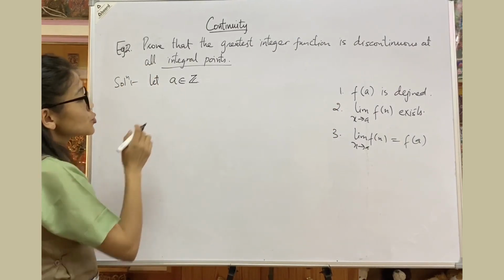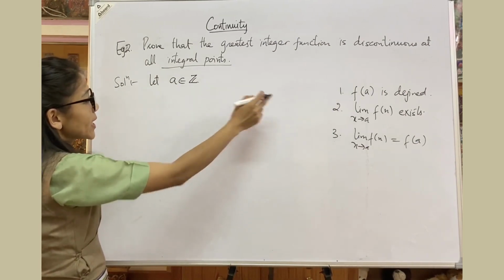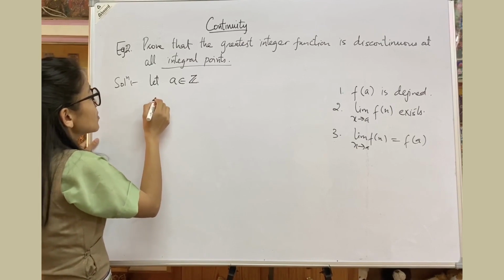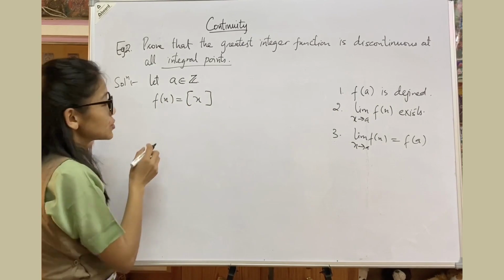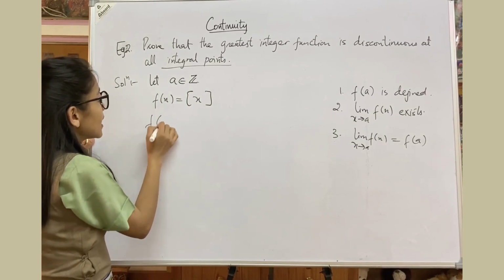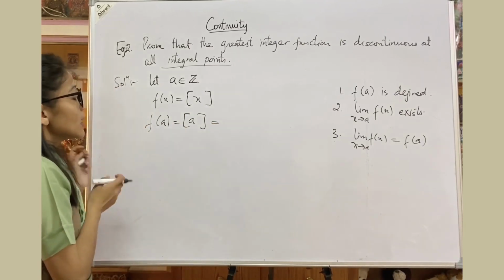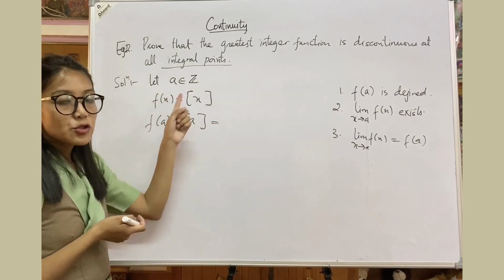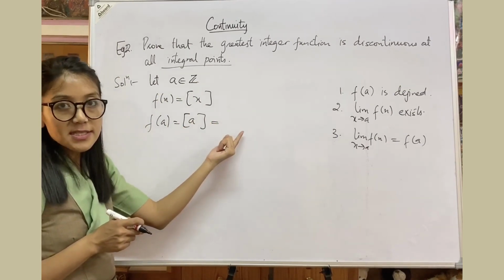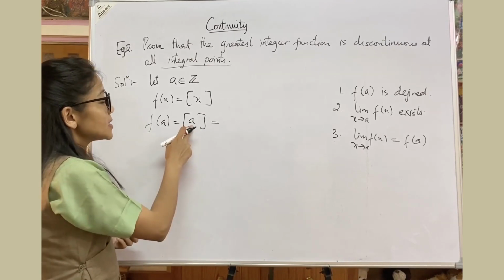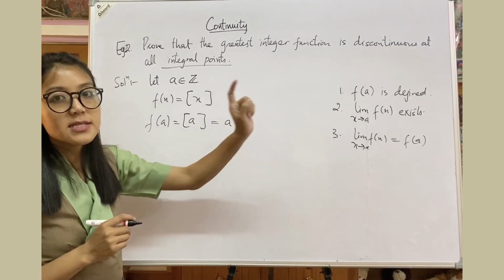Let a belong to some integer. First we will show that f of a, where my function f(x) is given as the greatest integer function, so f of a is the greatest integer function of a. Now we know that a is an integer, so under the greatest integer function, the image of an integer is the integer itself, as I showed you. So the image will be a itself, which is a defined value. So the first condition is satisfied.